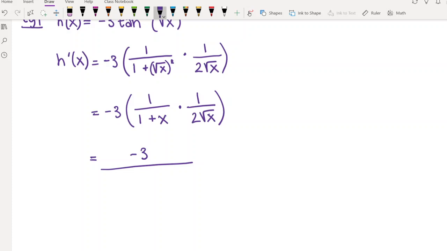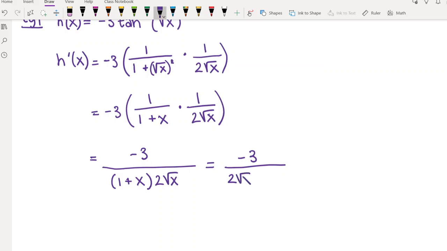So we're going to get -3 in the numerator. And in the denominator, I thought I was doing a good job in this video of keeping things level, but it's fallen apart a little bit. In the denominator, we'll have 1 plus x times 2 square root of x. And we can distribute that. So we end up with -3 over 2 root x plus 2x root x. And that's it.